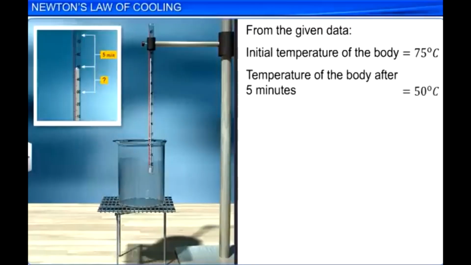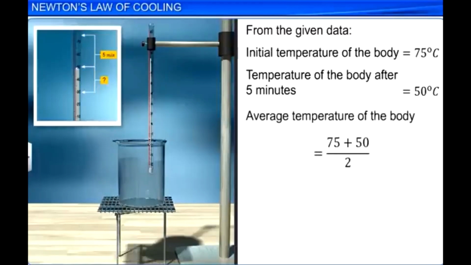Since the temperature of the hot body is not constant, the average of the initial and final temperatures has to be calculated to arrive at the value of T2. When the body is cooled from 75 degrees Celsius to 50 degrees Celsius in 5 minutes, the average temperature of the body is the average of 75 degrees Celsius and 50 degrees Celsius, which is equal to 62.5 degrees Celsius.